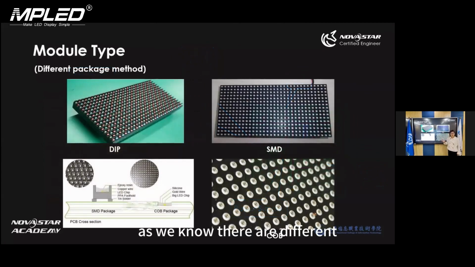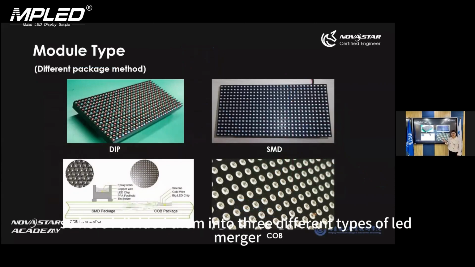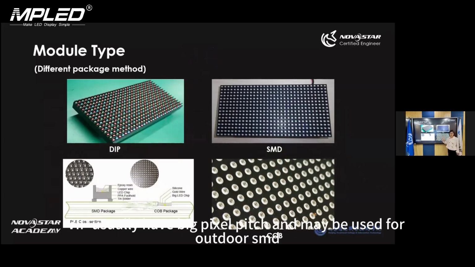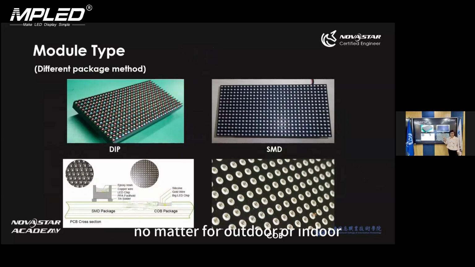As we know, there are different kinds of LED modules from different manufacturers. So here I divided them into three different types of LED module: DIP, SMD, and COB. The DIP was very common many years ago. It is a classic package method. DIP usually has a big pixel pitch and may be used for outdoor. SMD is the most common package method nowadays, no matter for outdoor or indoor.